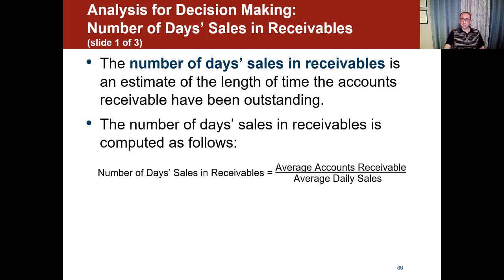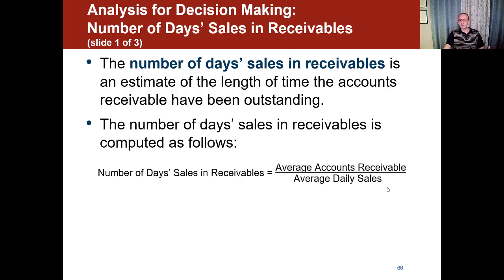Another ratio that's related to that is something called the number of days sales in receivable. And this ratio is an estimate of the length of time the accounts receivable have been outstanding before they get collected. So how we calculate it, it's the average accounts receivable divided by average daily sales. And how do we get the average daily sales? It's simply sales divided by 365 days.